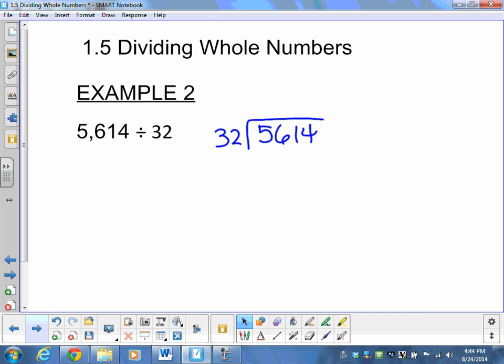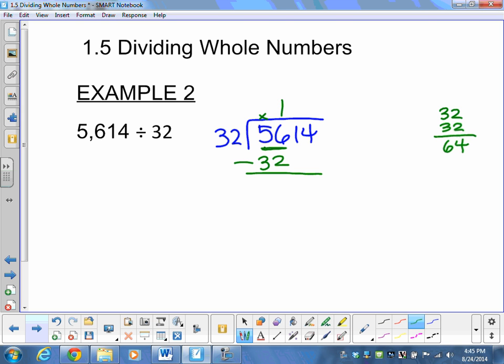Our first step is to decide how many times does 32 go into 5. 32 does not go into 5, so I'm going to place a little X there to remind myself. So now we look at 56. How many times does 32 go into 56 without going over? On the side, if I add two 32s, I'm going to get 64, and that's too big. So 32 goes into 56 one time. I take that 1 and I multiply it by 32 to get 32.